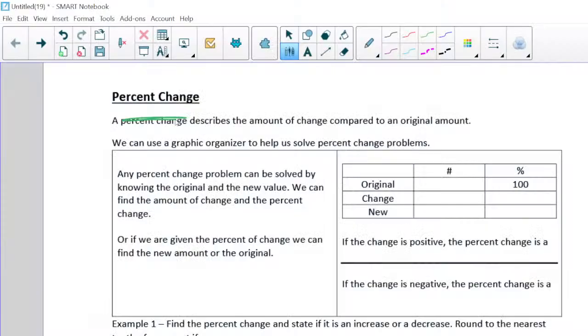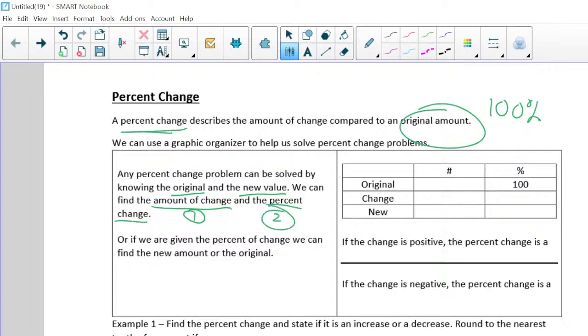Okay, a percent change. A percent change describes the amount of change compared to the original amount. Since we're comparing to the original, the original amount's always 100%. So, any percent change problem can be solved by knowing the original and the new value. And then we can find the amount of change, that'll be the first thing, and the percent of change, that's the second thing. Now, what I'll do is I'll be using a tic-tac-toe board to be solving these problems. So I'll show you what that looks like in a moment.